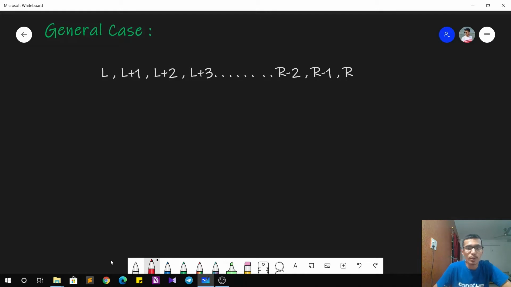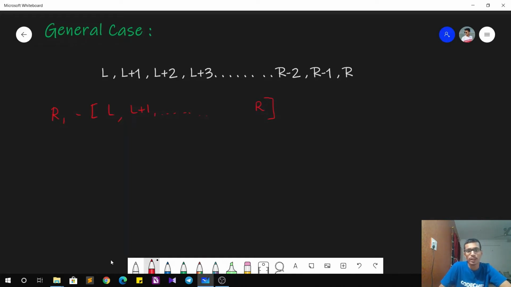Going forward, if we look at a general case where L is no more 1, the sequence would look something like this. It would start with L, then L plus 1, then L plus 2, then up to R. Now, what are the different sums that we can generate by using a single element? Let's call this range 1. Range 1 will start from L and we can generate L, L plus 1 and all the way up to R, right? This is just by using one element.